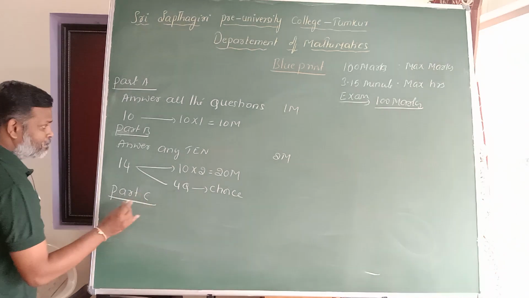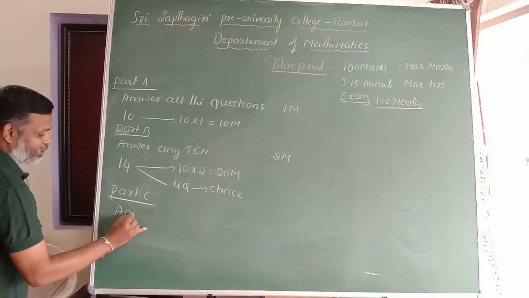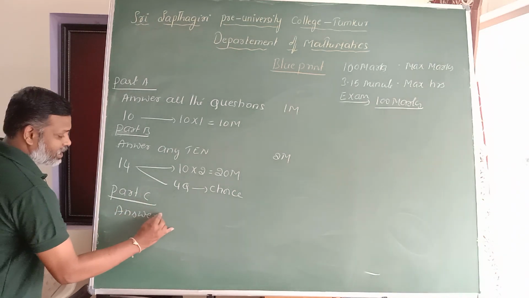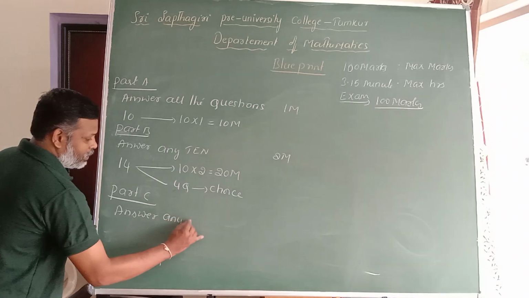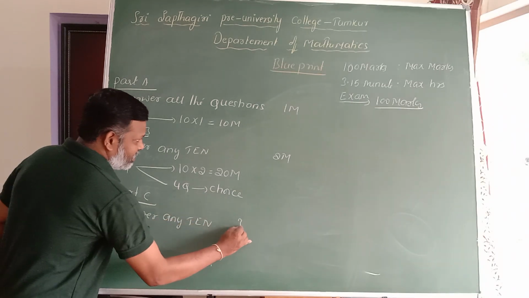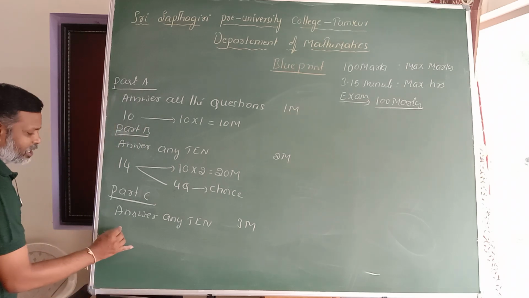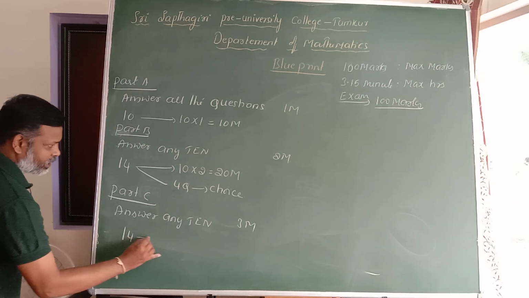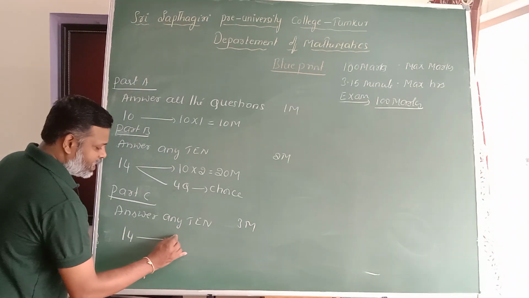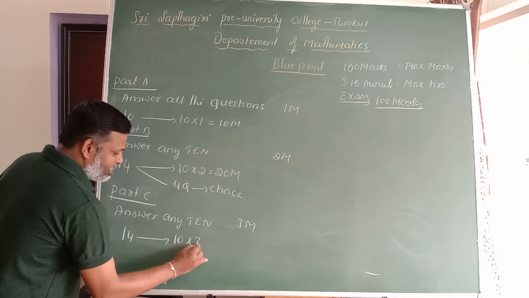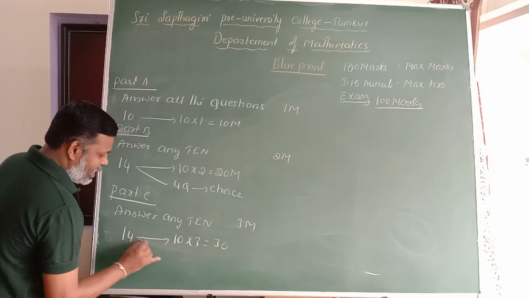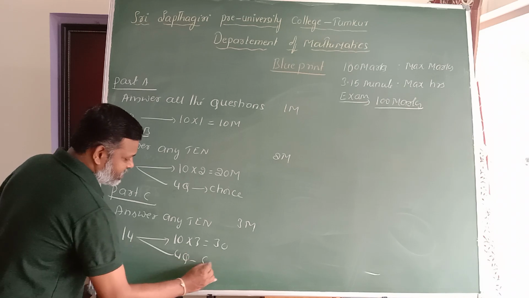Part C: answer any 10 again. These are 3 mark questions. Here also they will give 14 questions. Out of 14 questions, we have to attend only 10. 10 into 3 is equal to 30, and the remaining 4 questions are choice.